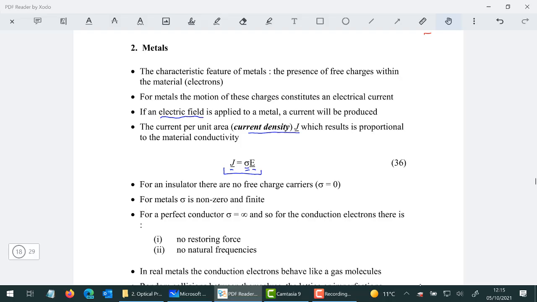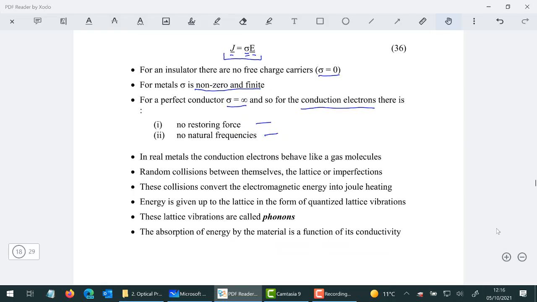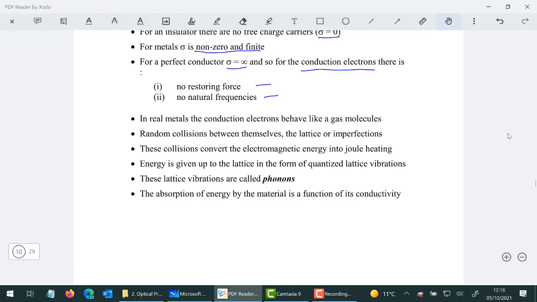So in an insulator we don't have any free charges, so the conductivity is 0, and for metals it's non-zero, some finite number. For a perfect conductor we would have that the conductivity is infinite. For the free electrons or the conduction electrons, there are no restoring forces, so there are no springs attaching them to any particular nucleus, and since we have no springs, there are no natural frequencies for them to oscillate at. In real metals, we have a way of dealing with this.